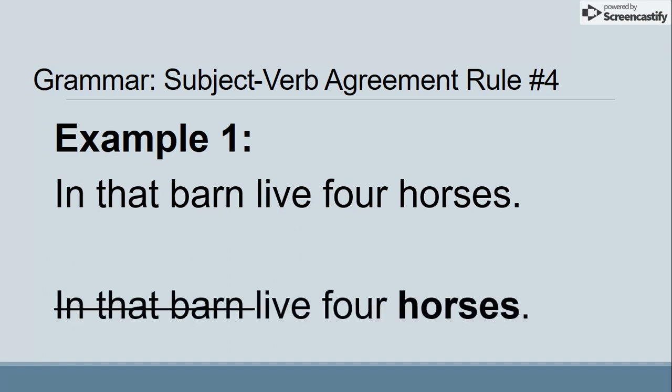We also have to be careful to keep using our rule number 2 about prepositional phrases. In that barn is a prepositional phrase. So hopefully you can recognize that and ignore it. Our subject in this inverted sentence is horses, and the correct verb is live. So this is what a basic inverted sentence might look like. All right, so that's the first example you might see. We have 2 more examples of inverted sentences that you might encounter.